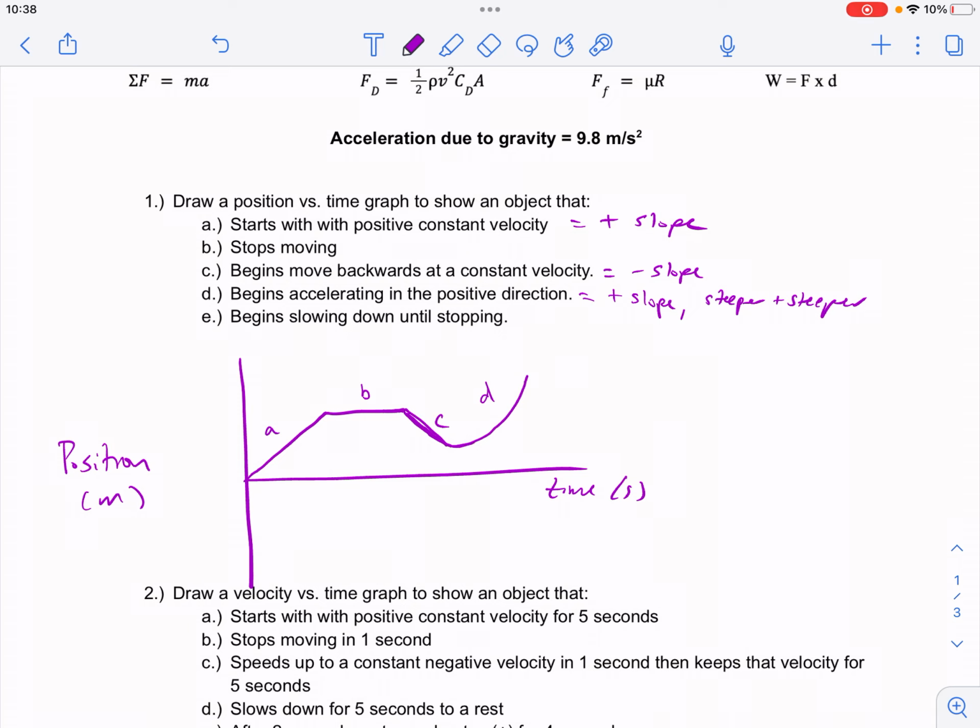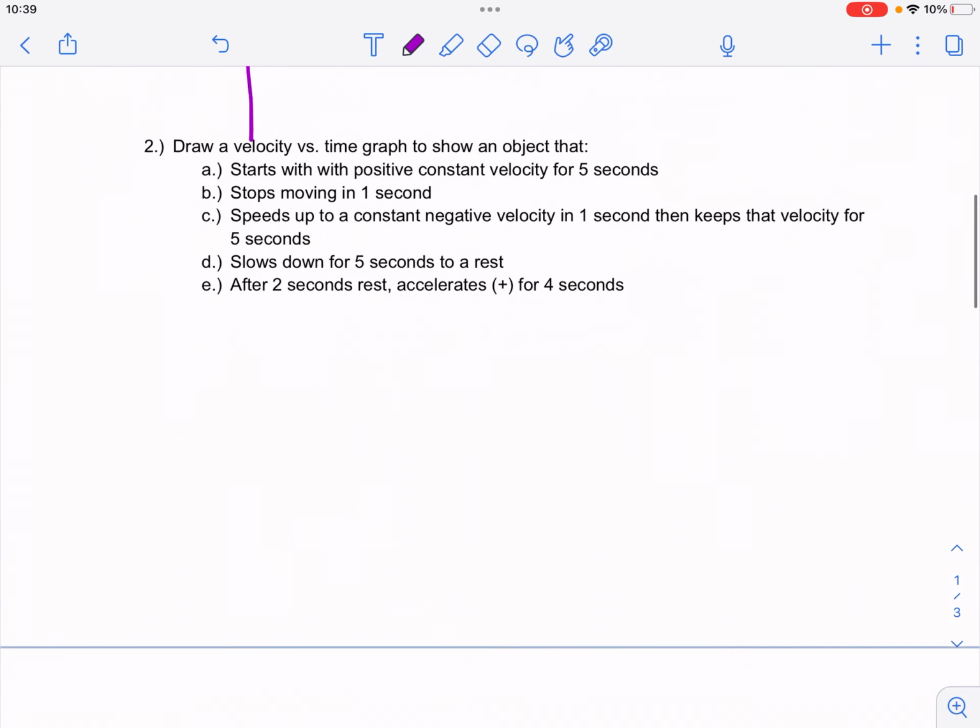Okay, and then it says begins slowing down until stopping. So if it stops, then the position line needs to go flat. So we're going to stop going up as quickly, and this is actually decelerating until we get to a flat line again. So this part would be E, and the point at which it changes from D to E would be somewhere around here. Notice this part is getting steeper, and this part it's getting less steep, so that shows slowing down.